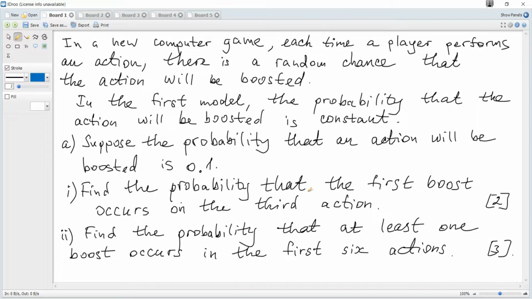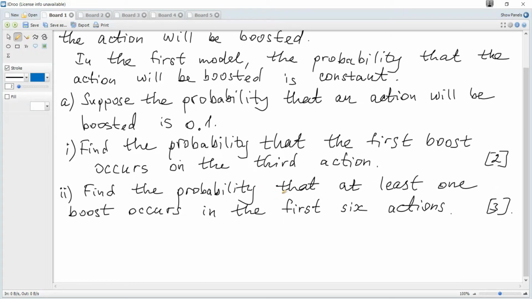In a new computer game, each time a player performs an action, there is a random chance that the action will be boosted. In the first model, the probability that the action will be boosted is constant. A. Suppose the probability that an action will be boosted is 0.1. Find the probability that the first boost occurs on the third action.